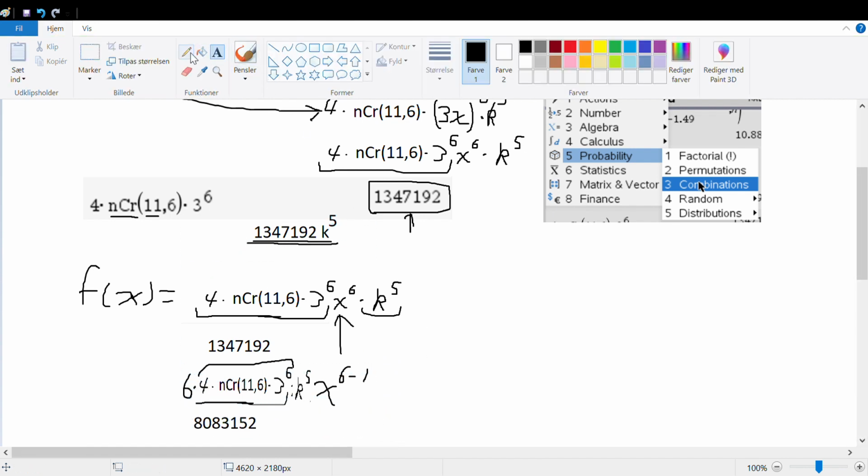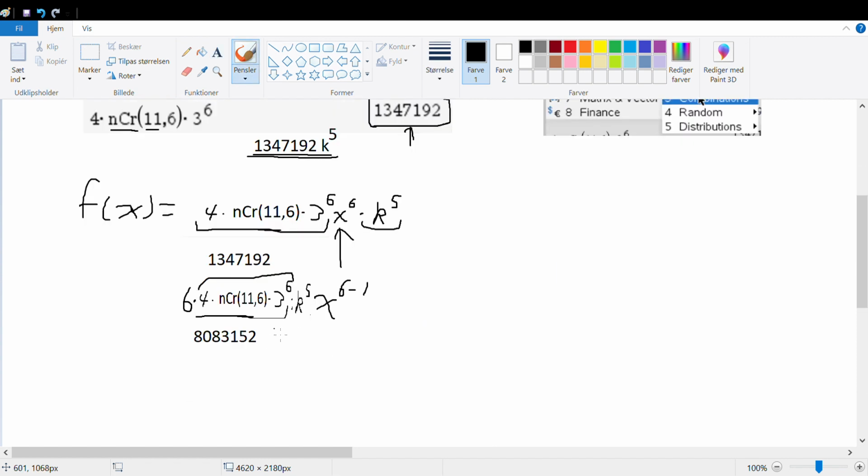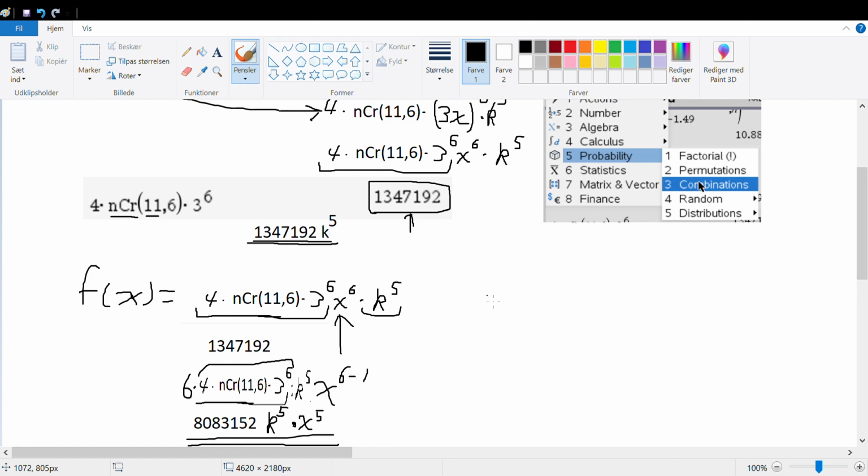Then you remember, of course, to keep the k, because nothing happens to the k. And you remember, of course, that it's now x to the 5th. This should be sufficient, and it should be the answer.